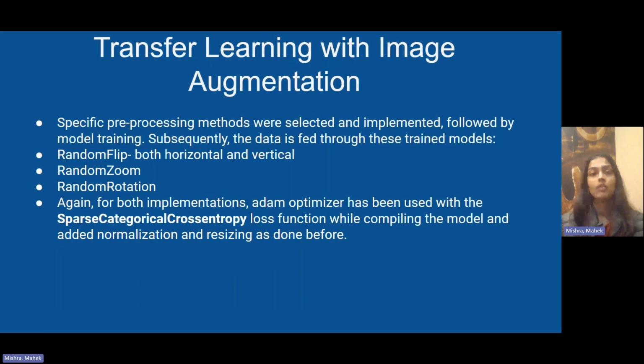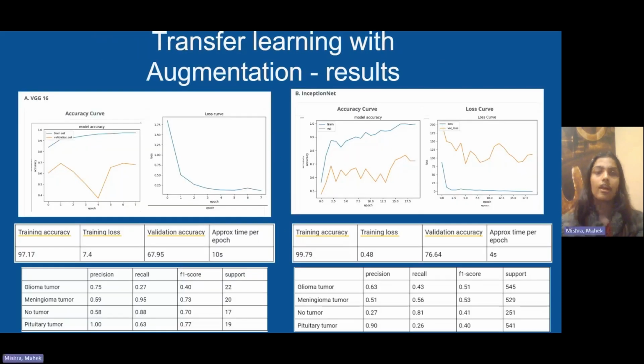We also implemented transfer learning with image augmentation to help improve our results. Pre-processing methods like random flip, random zoom, and random rotation were used. And again, the same Adam optimizer, sparse categorical cross entropy, normalization, and resizing was done. With augmentation, our results changed. The VGG16 training accuracy went down to 97.17%, but its validation accuracy increased to 67.95%. InceptionNet training accuracy went up to 99.79%, and its validation accuracy also went up to 76.64%. The approximate time per epoch stayed the same.